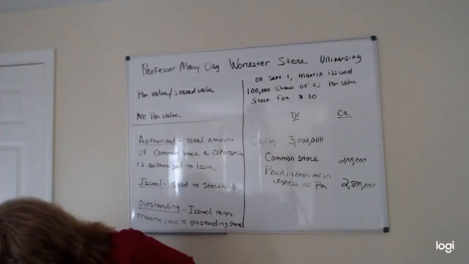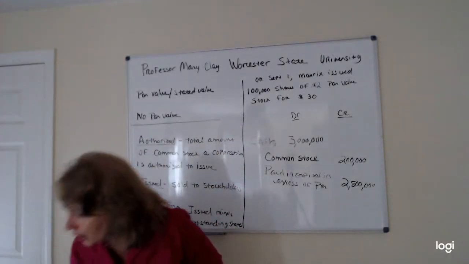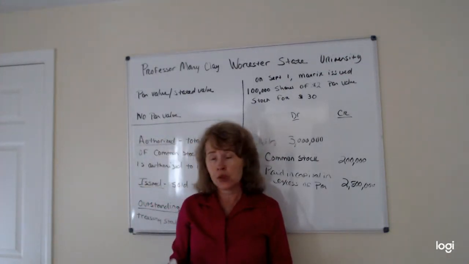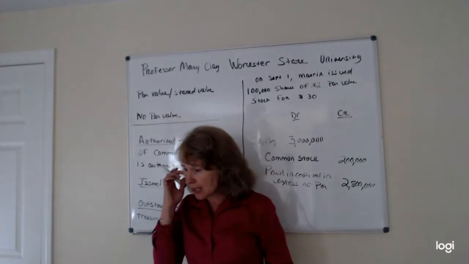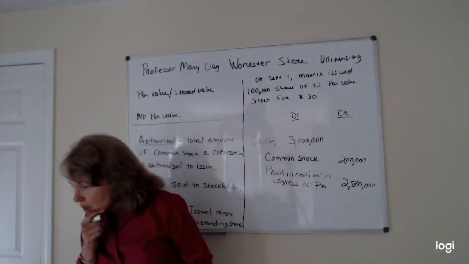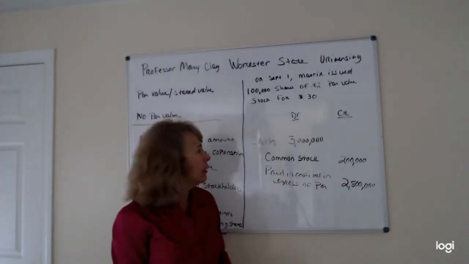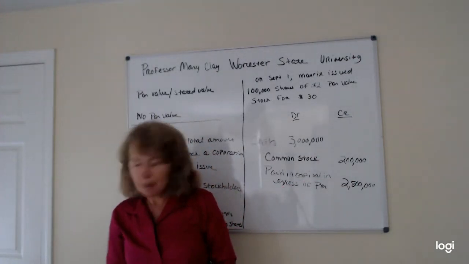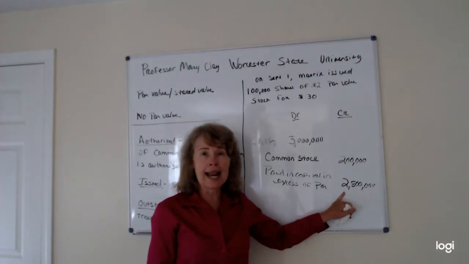Again, I'm going to your next slide. Okay, the next slide is an example of an equity section. What it's showing you in this slide is that common stock is $200,000. You got it right from here. Paid-in capital in this case was $2,800,000.